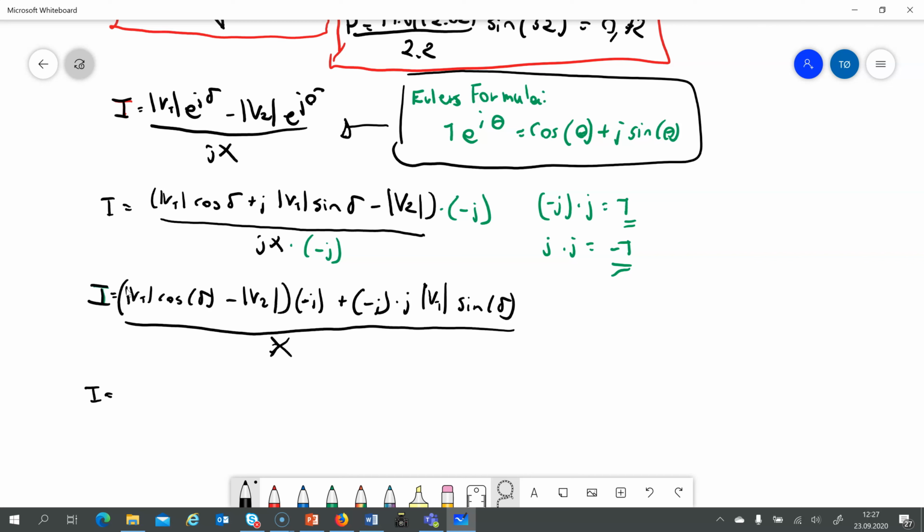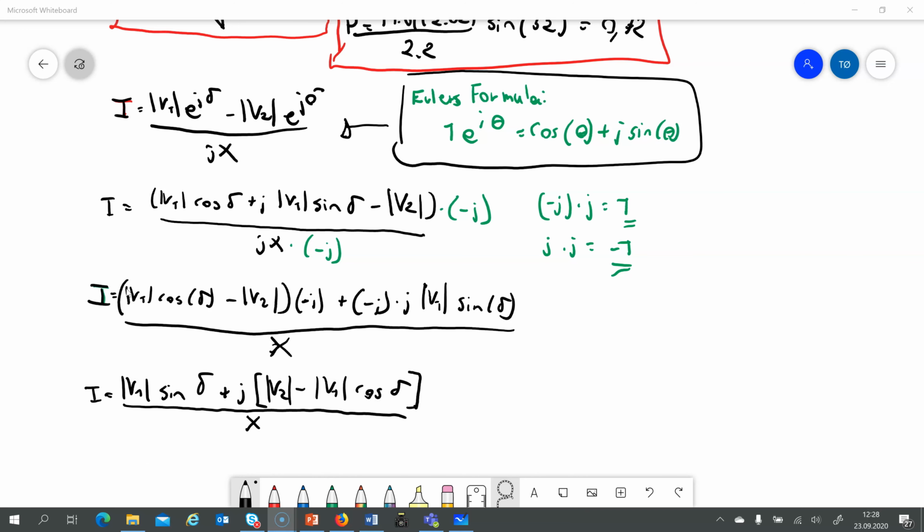This can further be written like this: V1 sine delta plus j (V2 minus V1 cos delta), divided on X. I think this should be right.